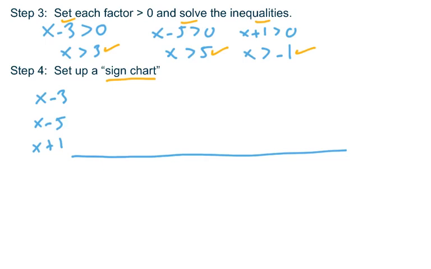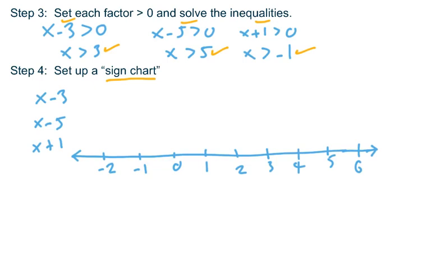So I just want to make sure that I hit a -1, a 3, and a 5. Maybe I'll go like this. I'll go -2, -1, 0, 1, 2, 3, 4, 5, 6. And I'll show you in the next example that you can make it even simpler than that. You can just pick those 3 numbers and make sure you've got them in the right order.